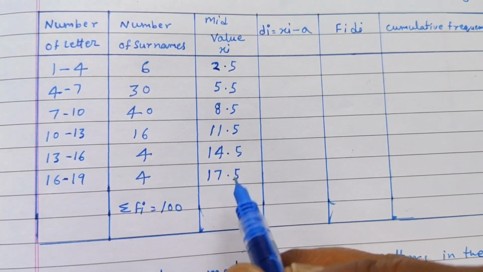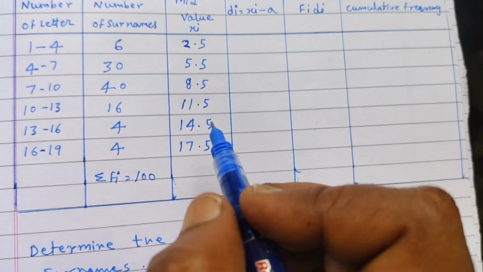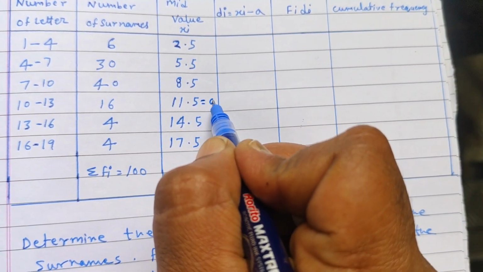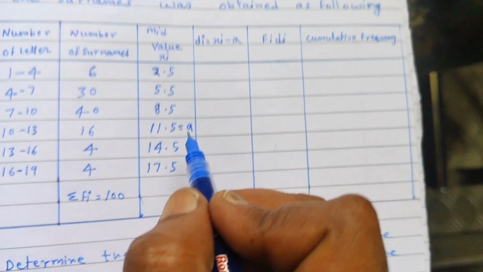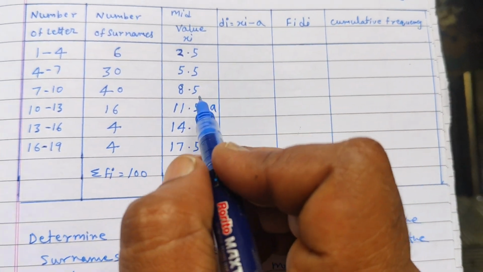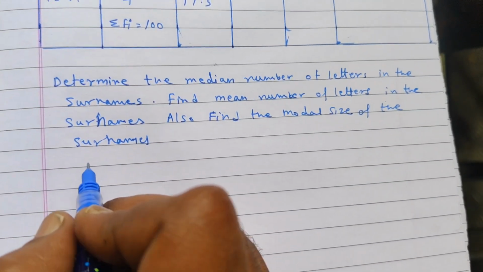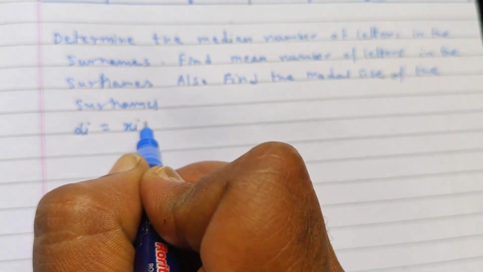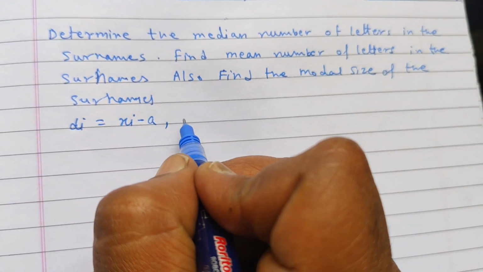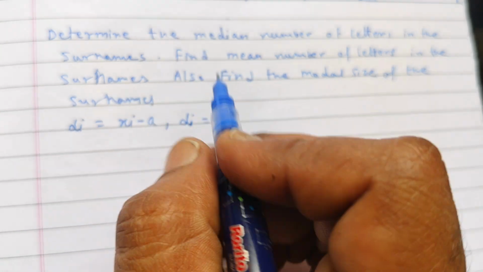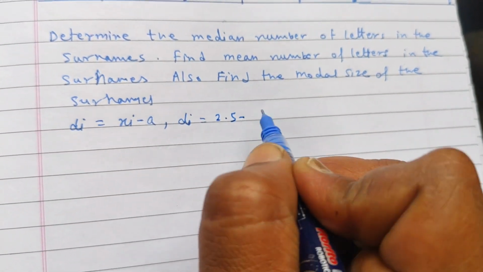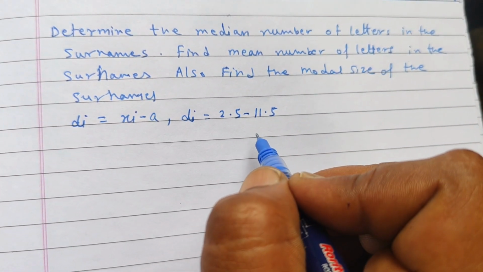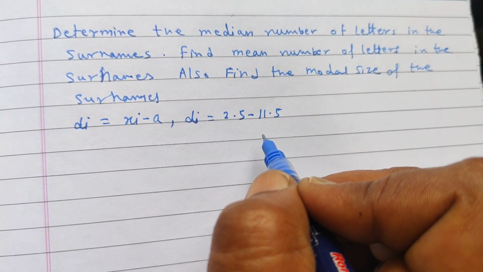So we assume the number 11.5 is our A. Here we calculate xi minus A. To find summation fi di, we calculate di is equal to xi minus A. So our first di is 2.5 minus 11.5.